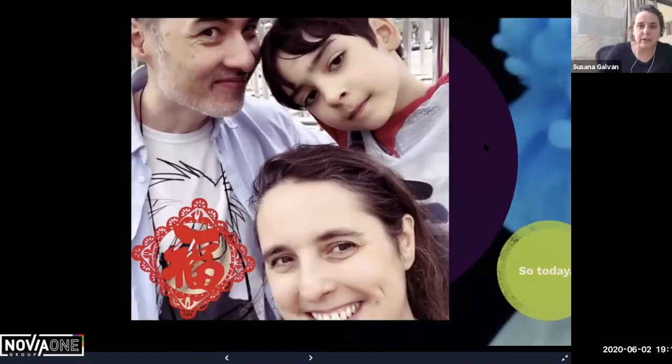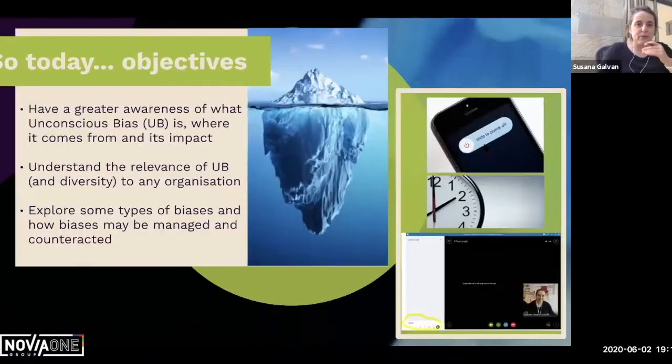In terms of objectives, let me move this. I've got the chat in front. If we look at the objectives of today's session, and I hope you are happy with these three objectives. Number one is for all of us to have a greater awareness of what unconscious bias is, where it actually comes from, and its impact.